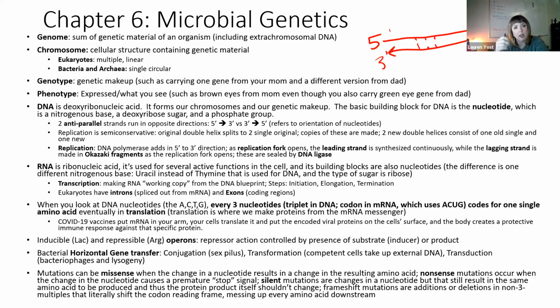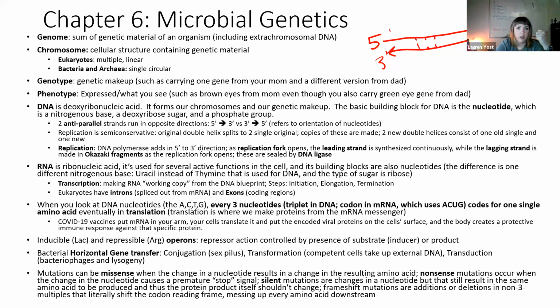We're going to read it in threes that we call codons. And then we have microRNAs and silencing RNAs and all these other things that are used for regulation of expression, less important than what I wanted you to know, which is the tRNA, the mRNA, and the rRNA. Those are the big three. All right.